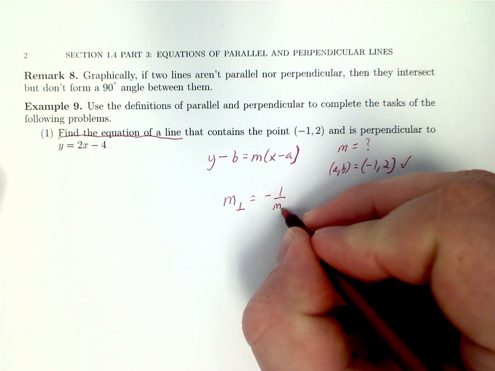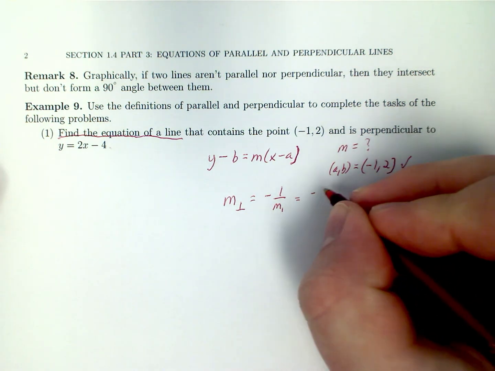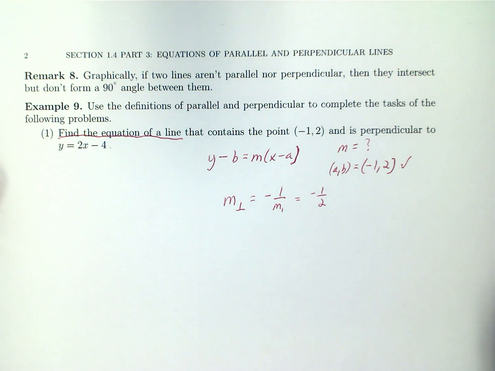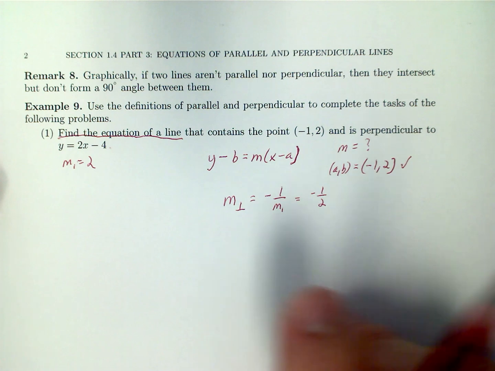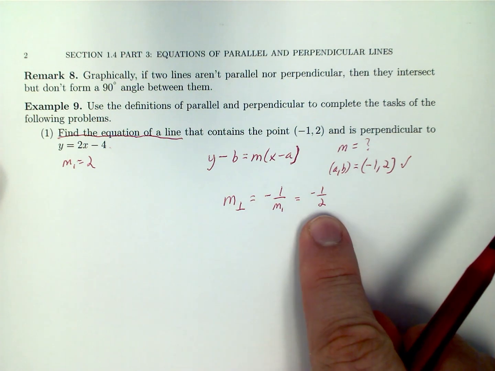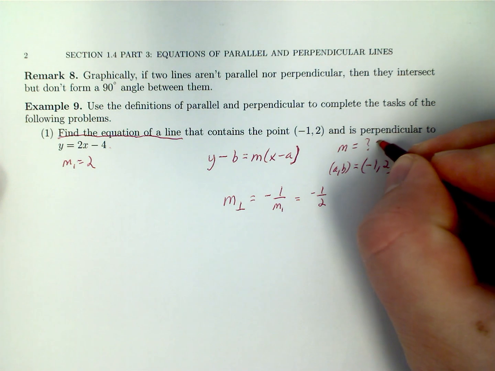Well, in this case we have 2, so we plug it in. 2 is the slope. So the slope of our perpendicular line will be negative 1/2, which means that should be the slope of this line.